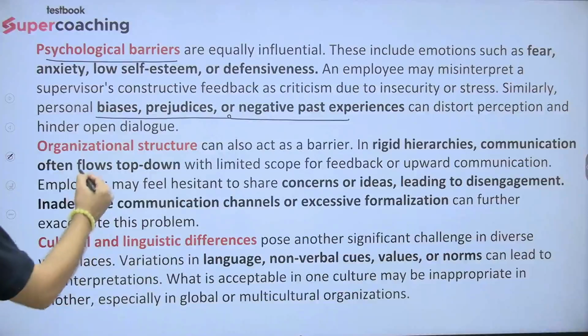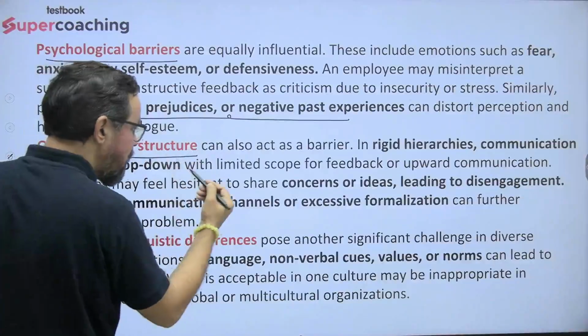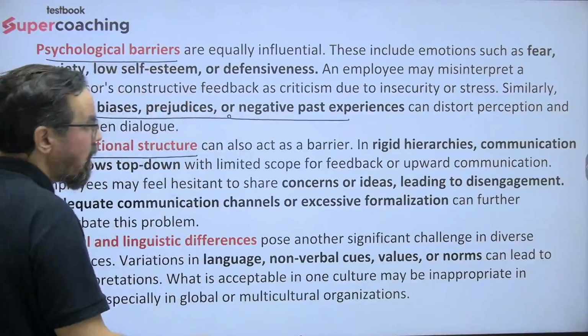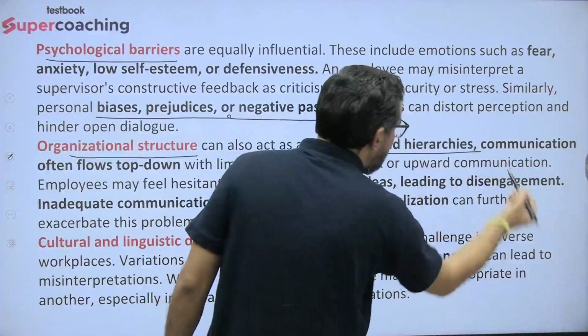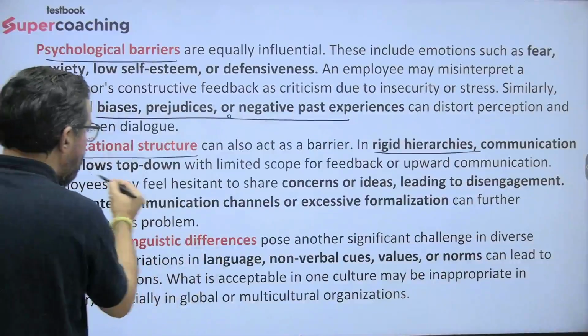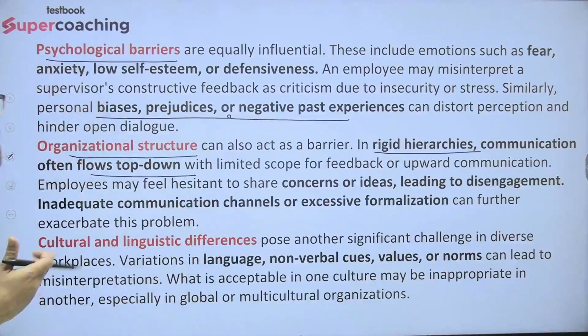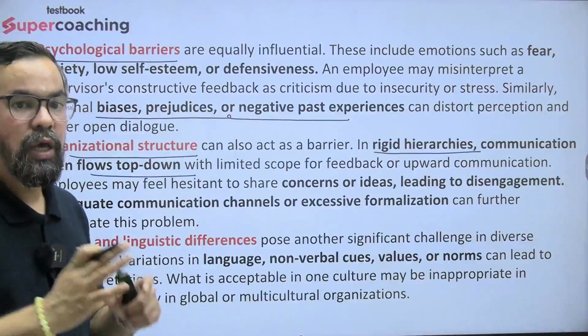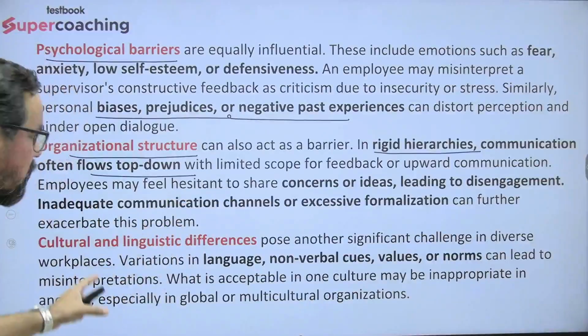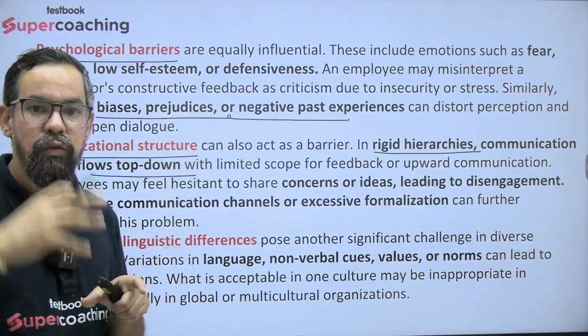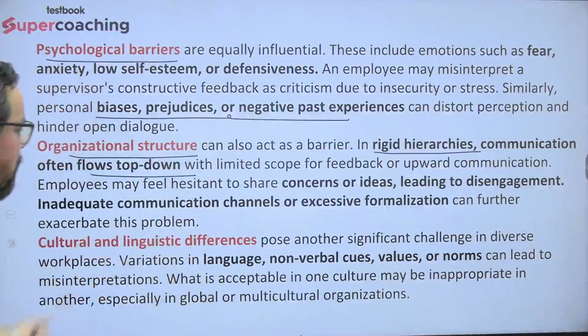Another problem is that organizational structure in some areas can also act as a barrier. With rigid hierarchies, communication often flows top to down in a hierarchy-based organization or if you have a bureaucratic approach in your organizational structure. So we have proper flows for communication, and sometimes that also hinders communication, with limited scope for feedback and upward communication. Employees may feel hesitant to share concerns or ideas, leading to disengagement.